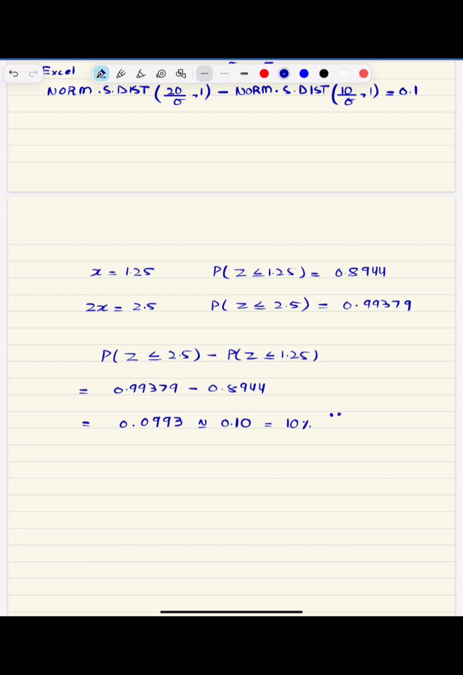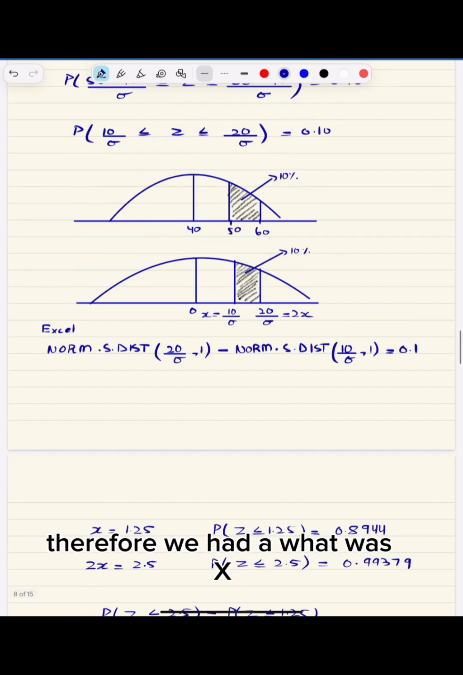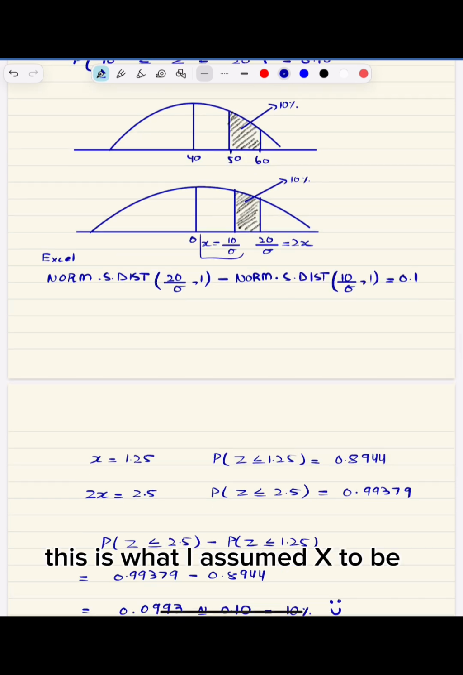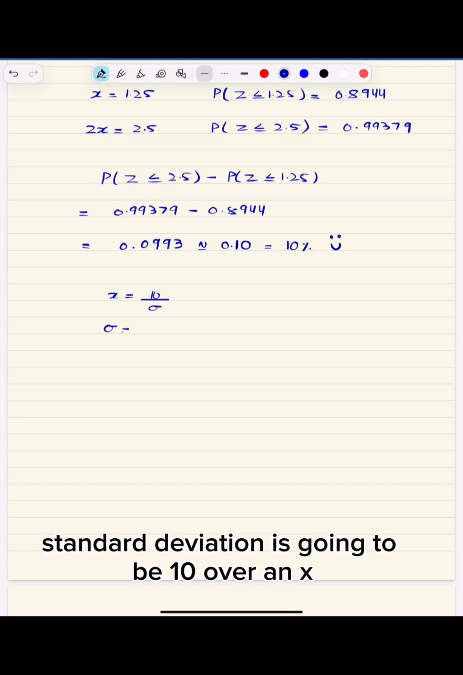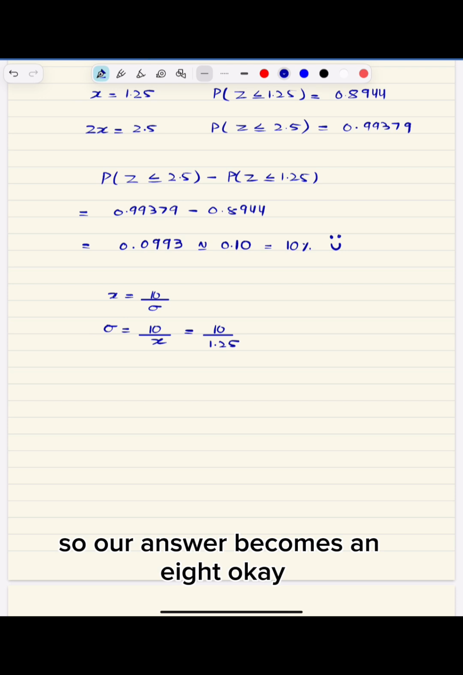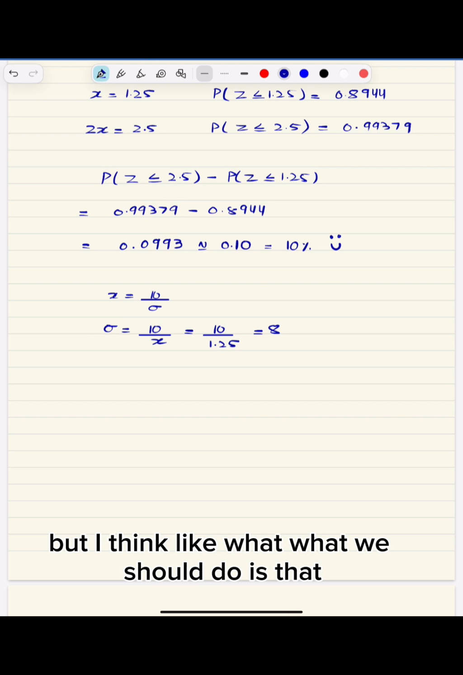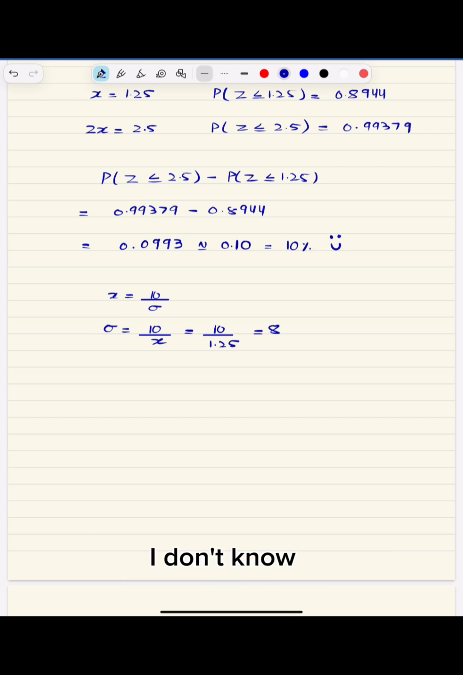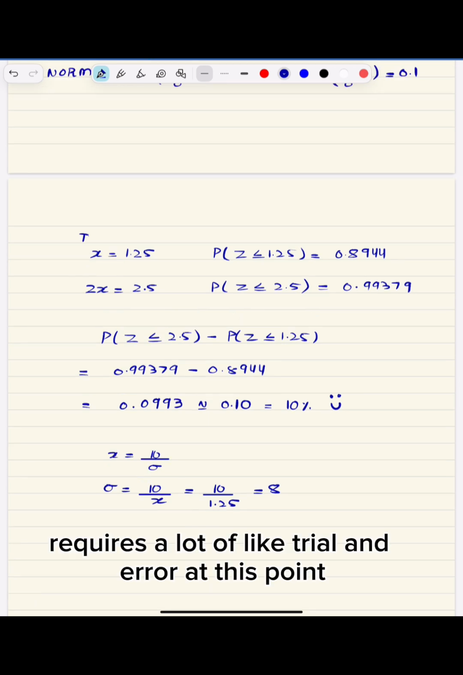Yay. Okay, so therefore we had, what was x? This is what I assumed x to be. So x was equal to 10 over sigma, and therefore the standard deviation is going to be 10 over x, and x is 1.25, so our answer becomes 8. But I think what we should do is think of a better way of solving this, because this requires a lot of trial and error at this point.